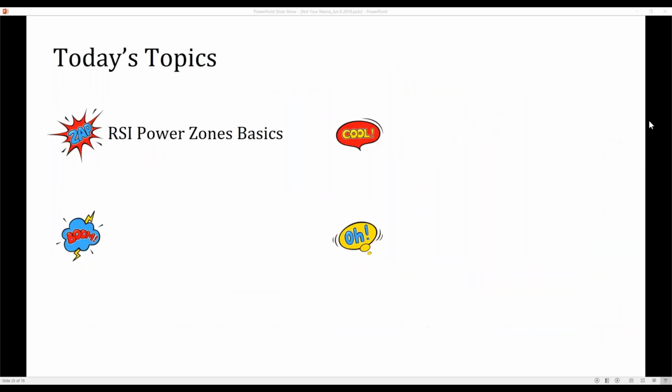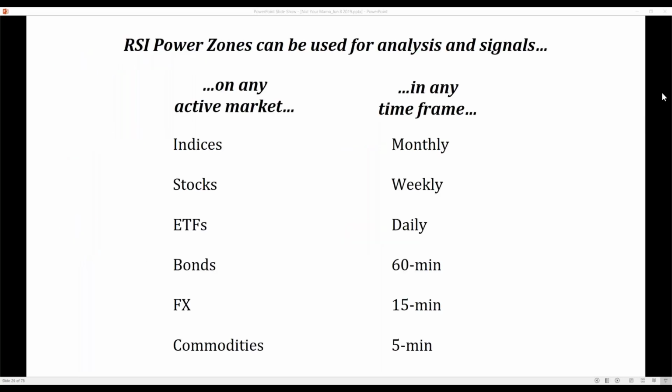All right. So we've covered RSI power zone basics. Now we go on to movement through the zones. So this chapter of our session today, I'm going to move through with a pretty good pace because I just want you to get comfortable with the movement through the zones. As I mentioned, RSI power zones can be used for analysis and signals on any active market in any time frame. Take a look here. We've got stocks, ETFs, bonds, and different time frames: monthly, weekly, daily. These are just some of the examples, okay?